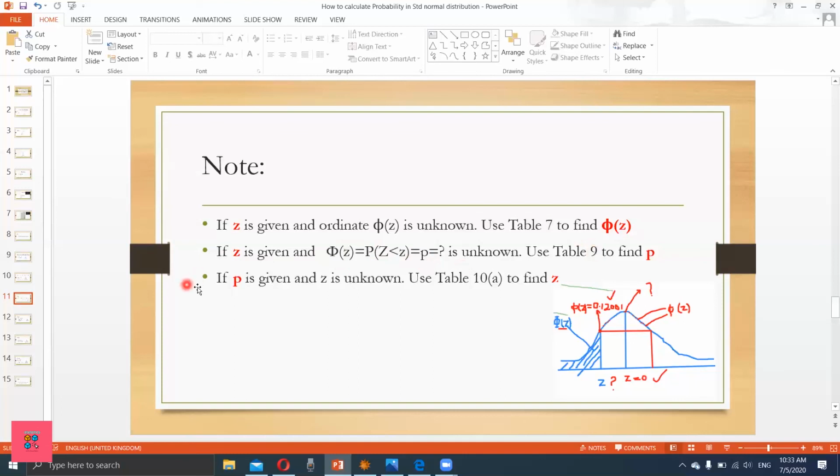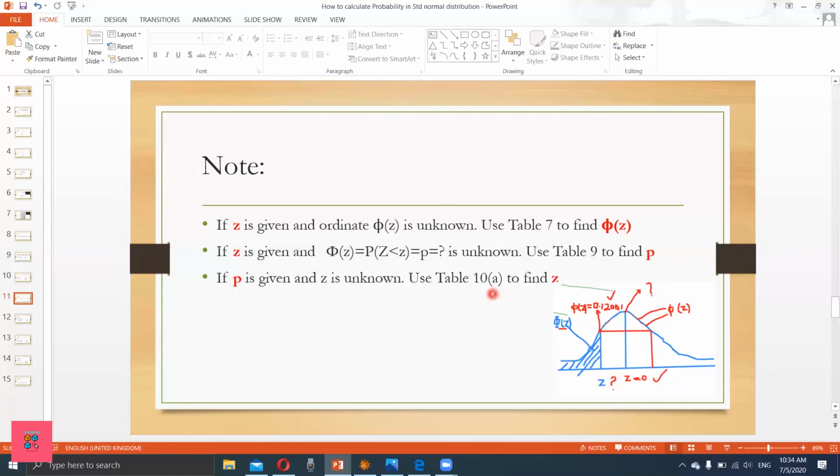And thirdly, which we have done today, in which small p is given but z is unknown, then use table 10a. Look, this is the probability which is given. For example, this shaded area is given, and in our case, z is a question mark, meaning this value is unknown. If this value is unknown, then you have to consult table 10a.